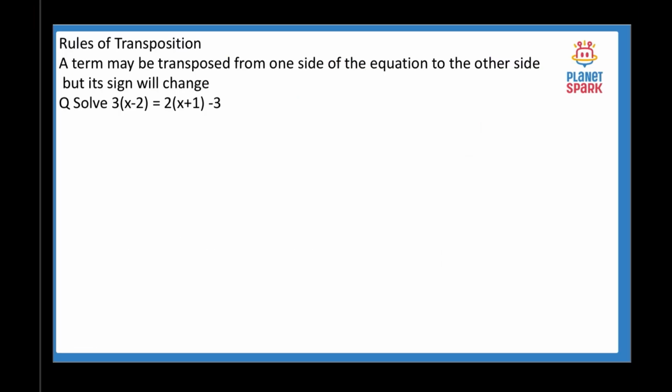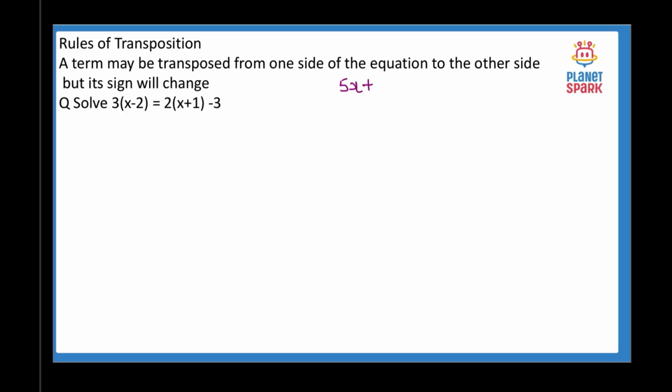Now what is transposition? The rule of transposition says a term may be transposed from one side of the equation to the other side, but its sign will change. That means I can take a term from LHS to RHS or RHS to LHS, but I have to change the sign. Example: 3x minus 4 is equal to y. If I take y from LHS to RHS, here y is subtracted, on RHS y would be added. So minus becomes plus.